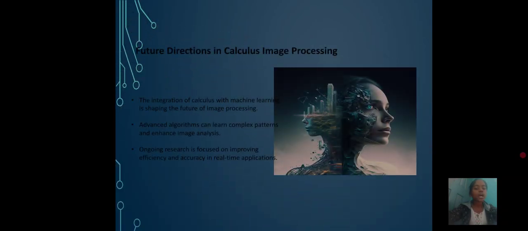When we come to the last slide, by this slide we can conclude this video, that is future directions in calculus in image processing. The integration of calculus with machine learning is shaping the future of image processing. Advanced algorithms can learn complex patterns and enhance image analysis. Ongoing research is focused on improving efficiency and accuracy in real-time applications. Through this, I conclude this video.